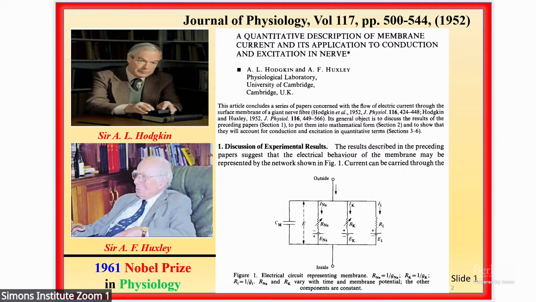Let me try to get used to the pointer here. So what you see here is considered one of the most famous papers ever in neurophysiology, and this is the paper that led to the Nobel Prize. And this is the first page of this paper that contains this famous circuit that you can see here. This is the famous Hodgkin-Huxley circuit, and there you will see two resistors with two arrowheads.